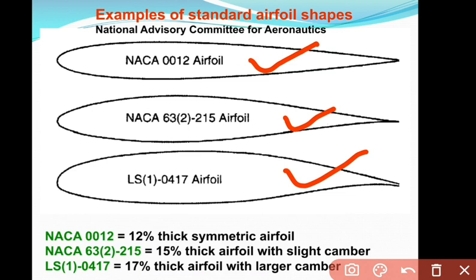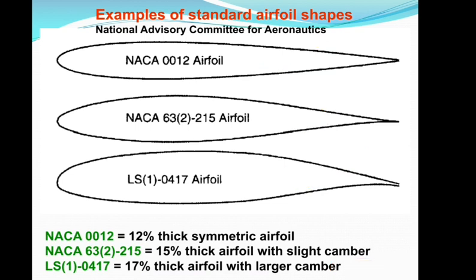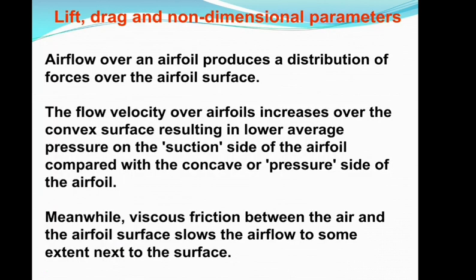The first digit gives the maximum camber as a percentage of the chord. The second digit gives the distance of the maximum camber from the airfoil leading edge in tenths of the chord, and the last two digits give the maximum thickness of the airfoil as a percent of the chord. This is the standard set by the National Advisory Committee for Aeronautics. Next we will discuss lift and drag and non-dimensional parameters.